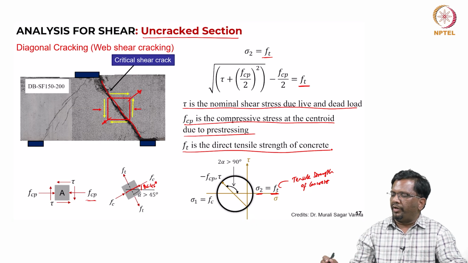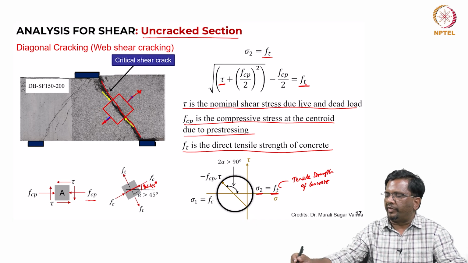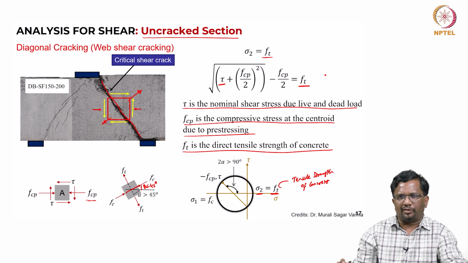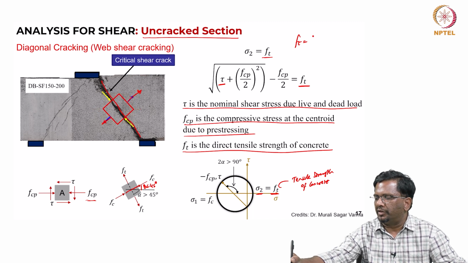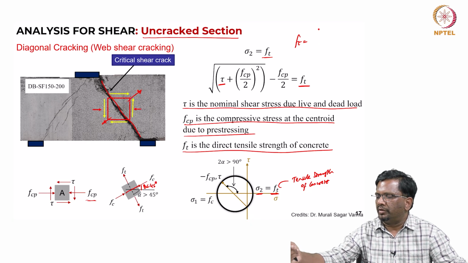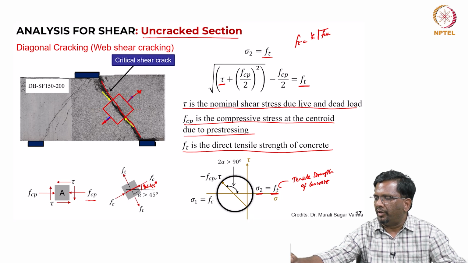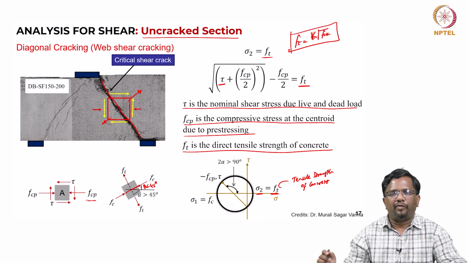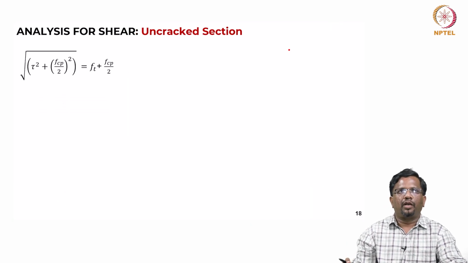So, now we need to find out at what levels of tau this Ft will become equal to the tensile strength of the concrete. Tensile strength of the concrete is typically assumed as some constant times square root of FCK. Different codes give you different values, but typically it is measured as a fraction of your compressive strength.